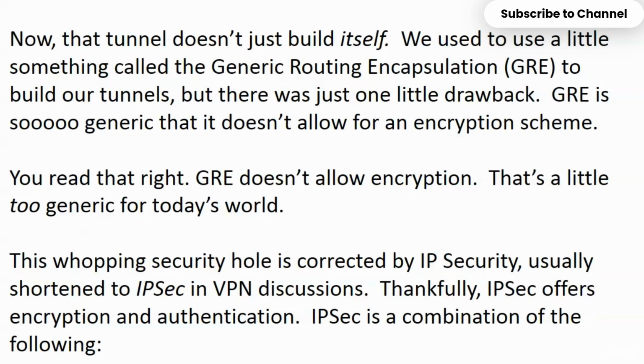Now, that tunnel just doesn't build itself. You and I have to do a little building here. And we used to use a little something called generic routing encapsulation. I love that name. What do you want to call it? I don't know. It's pretty plain. Just call it generic. Well, it was fine for a long time, but there was just one little drawback. GRE is so generic, it does not allow for an encryption scheme. And you read that right, and you heard that right. GRE does not allow encryption, and that's a little too generic for today's world, in my humble opinion, and I'm sure you agree with me.